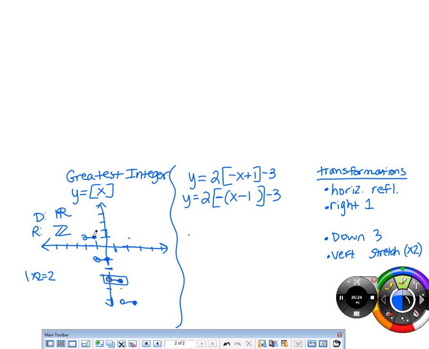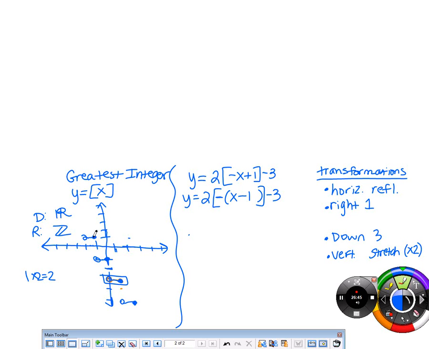Any questions about this? So again, start with your parent function. So you really need to make sure you know your step function parent. Okay. And then do the transformations that you list out. All right, what about the domain and range of this new graph? So this graph should now go in your organizer. This is the final graph of what that is.